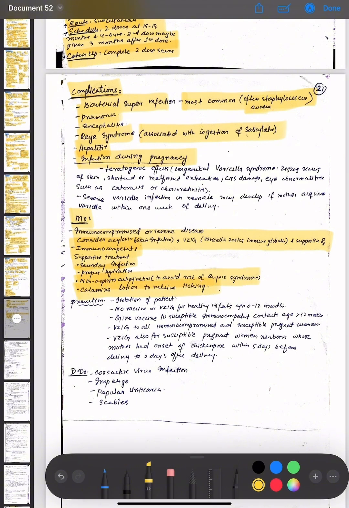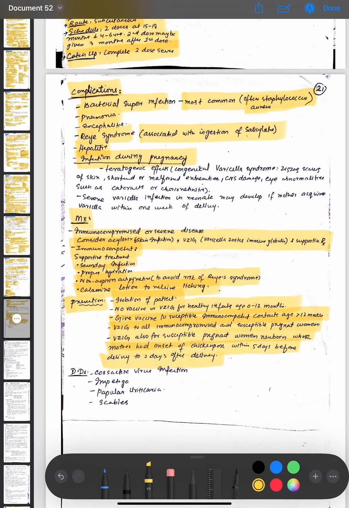The prevention of chickenpox is isolation of the patient. No vaccine for healthy infants at age 0 to 12 months. Give vaccine to susceptible immunocompetent contacts older than 12 months, and varicella zoster immunoglobulins to all immunocompromised and susceptible pregnant women. Also for newborns whose mother had onset of chickenpox within the 5 days before delivery to 2 days after delivery.